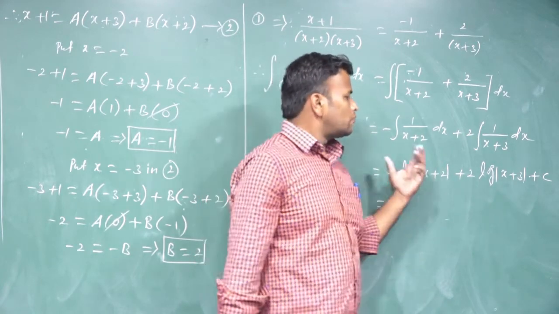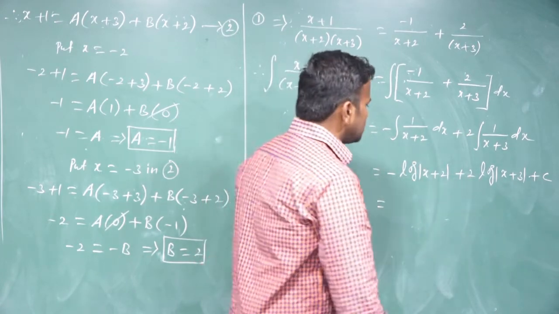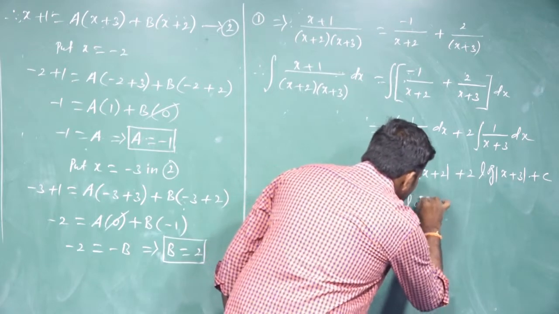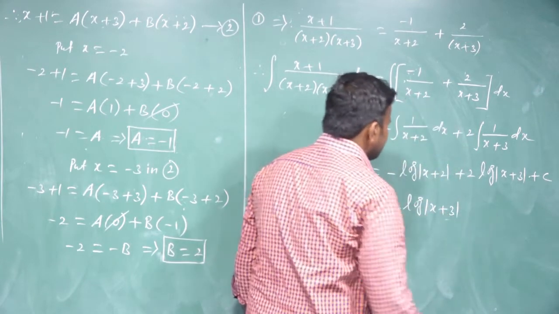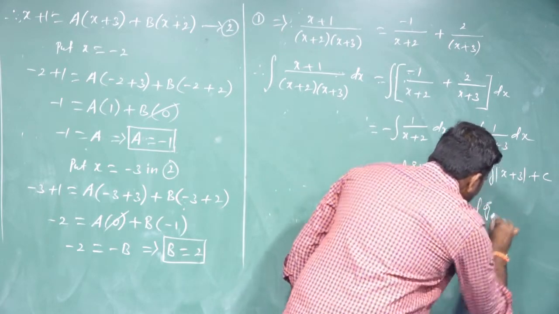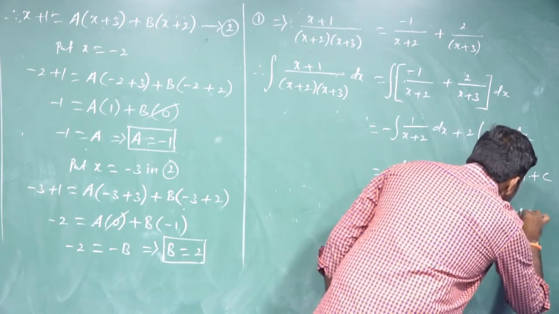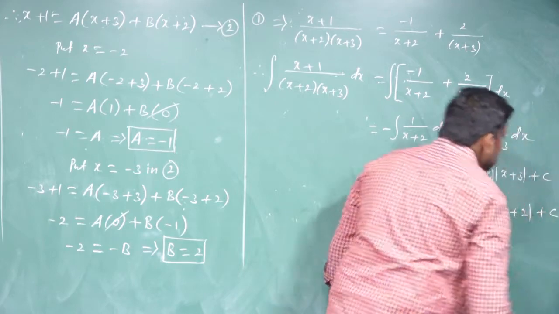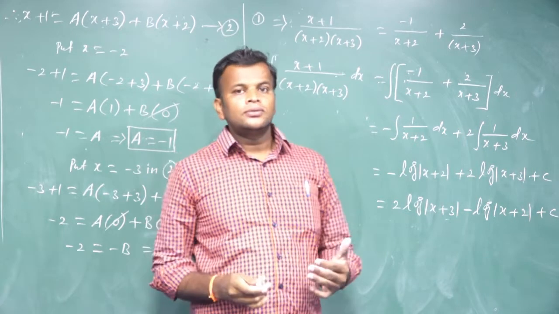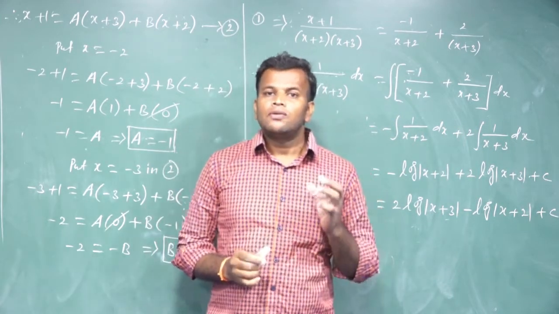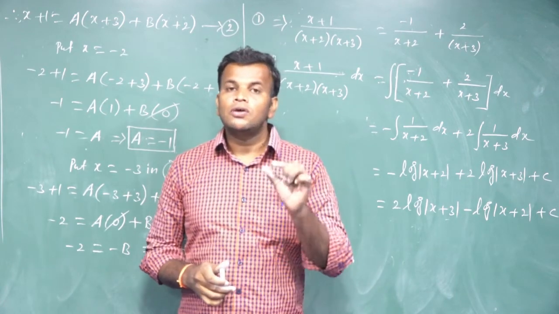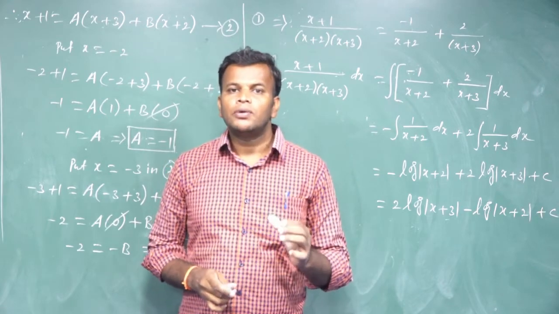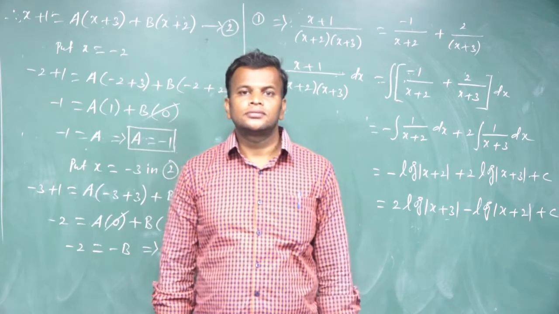Suppose the answer is to start from positive. So we write the first term as a positive term: 2 log of modulus x plus 3 minus log of modulus x plus 2 plus c. Again I tell you, in this sum, the words "using partial fraction" are not given. So now you have an idea depending upon our given sums.